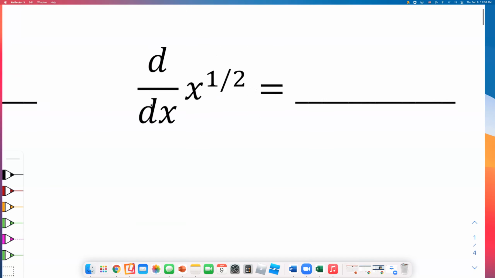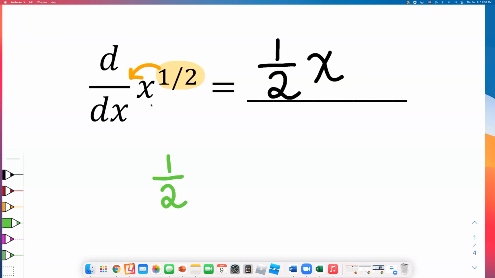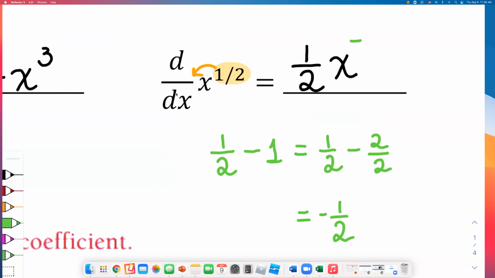Let's look at the last one. Ooh, what about this? I have to bring down the original exponent of half down in front, okay? That's going to give me 1/2 in front, and x to the, what is the new exponent? So the new power should be half minus 1, right? Because I always have to subtract 1 from the original exponent. That is half minus 2 over 2, and that comes out to be negative 1/2. So the new exponent this time is negative 1 over 2.